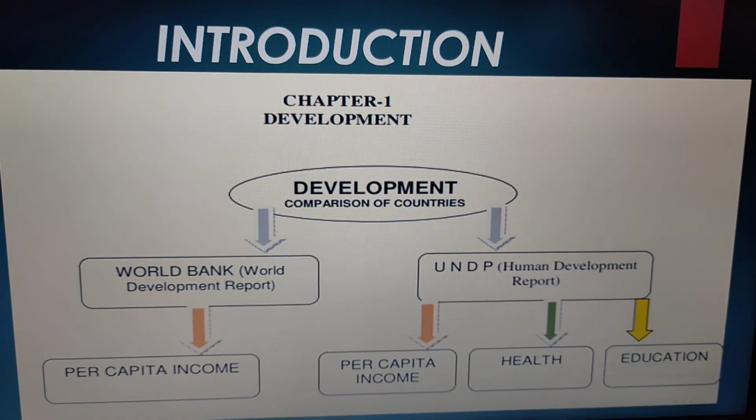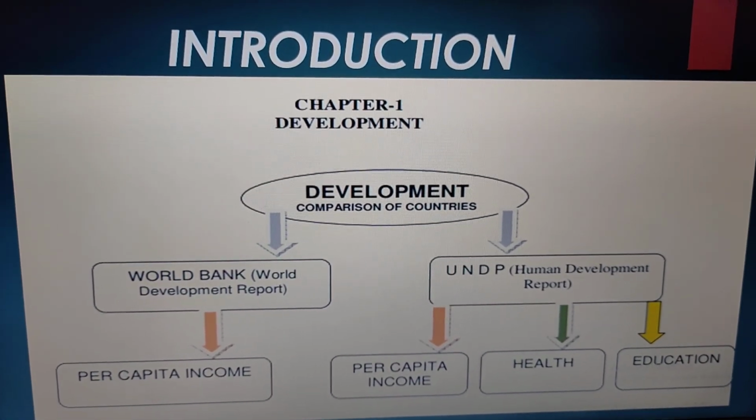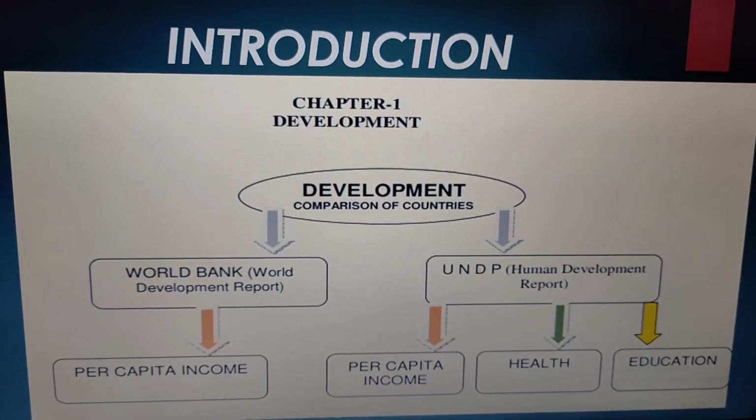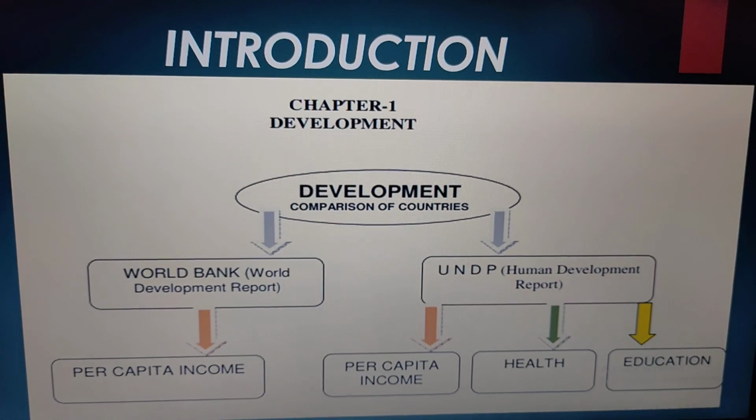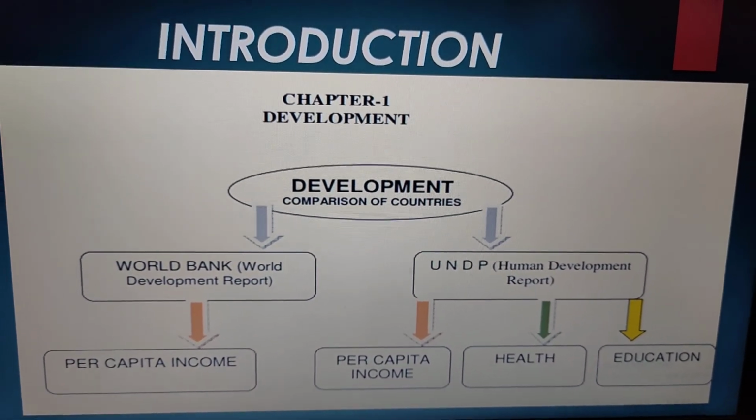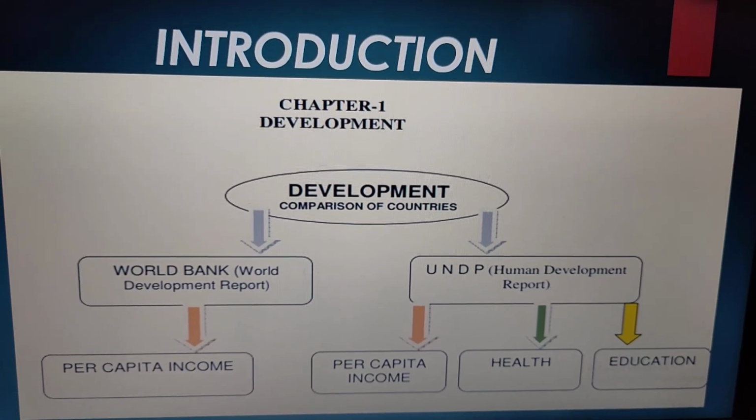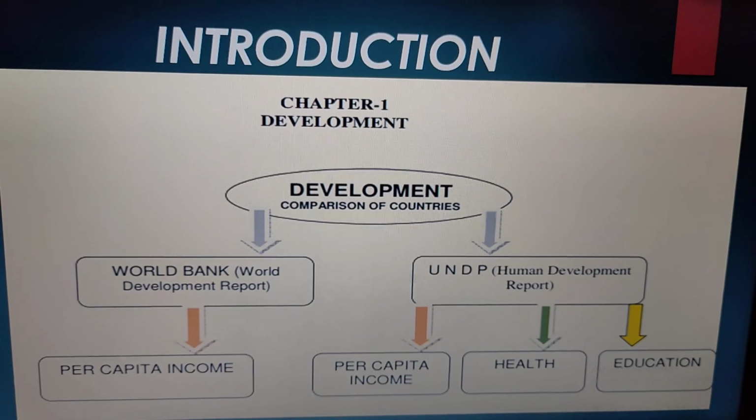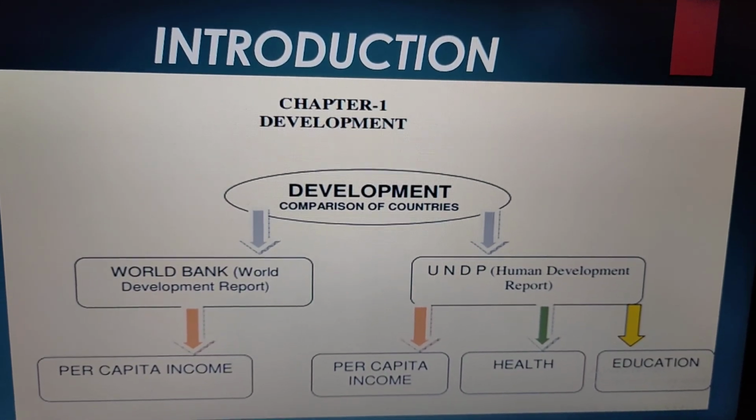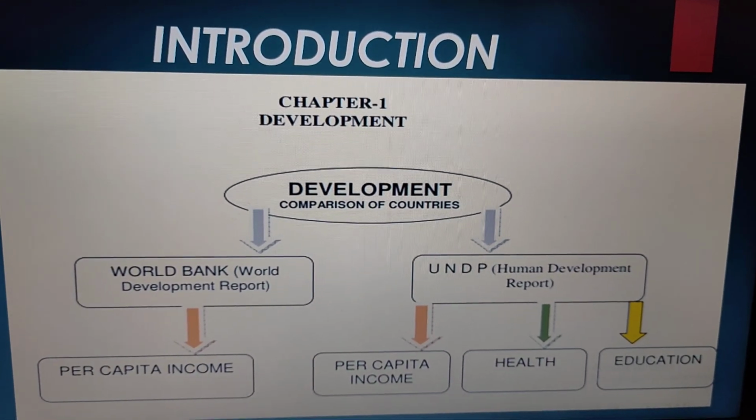So according to the World Bank and the UNDP, the World Bank takes per capita income as the criterion to measure development, and the UNDP, that is the United Nations Development Programme, takes per capita income, health, and education as the criteria for measuring development.